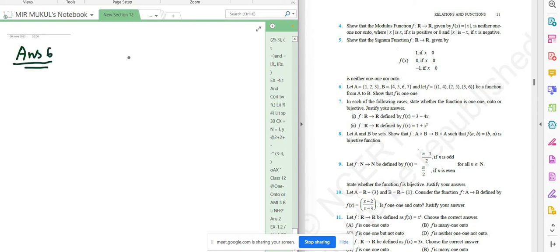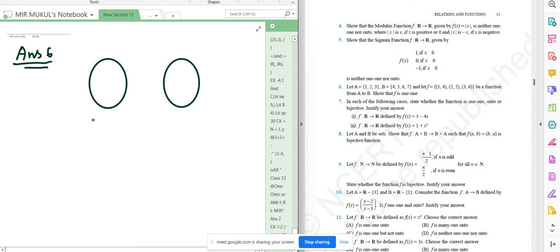Answer 6. So here A is given, B is given, and f maps A to B. f is such that the image of 1 is 4, 2 is 5, and 3 is 6. Okay, so if you draw the ray diagram, with domain and codomain, this is domain and this is codomain.